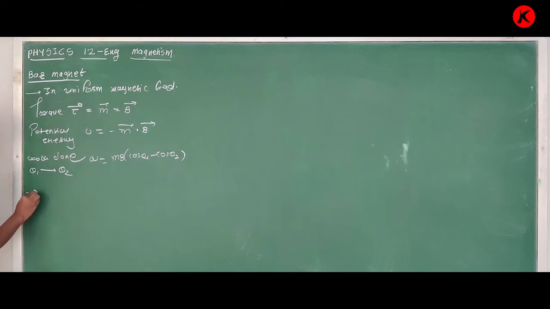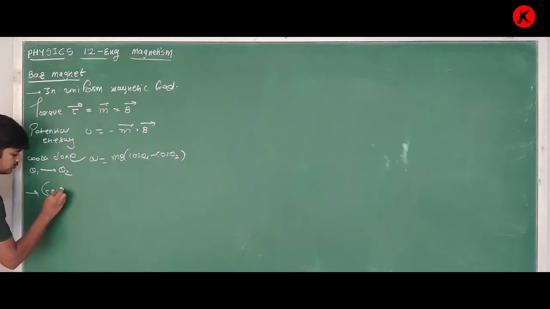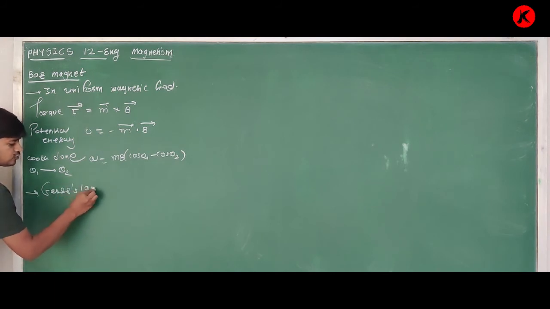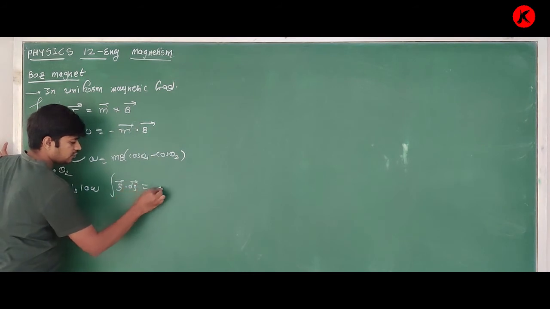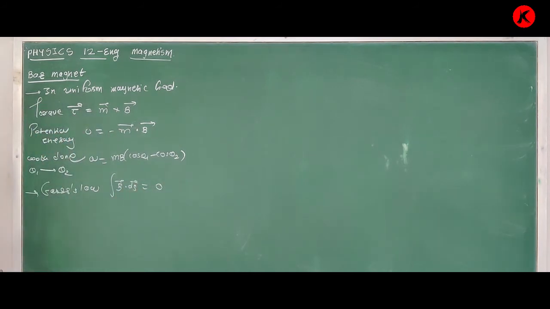What is Gauss law for magnetism? That is the integral of B dot dS equal to 0. Yes, the integral of B dot dS is equal to 0. So yes, we have to remember these points. M is the magnetic moment.